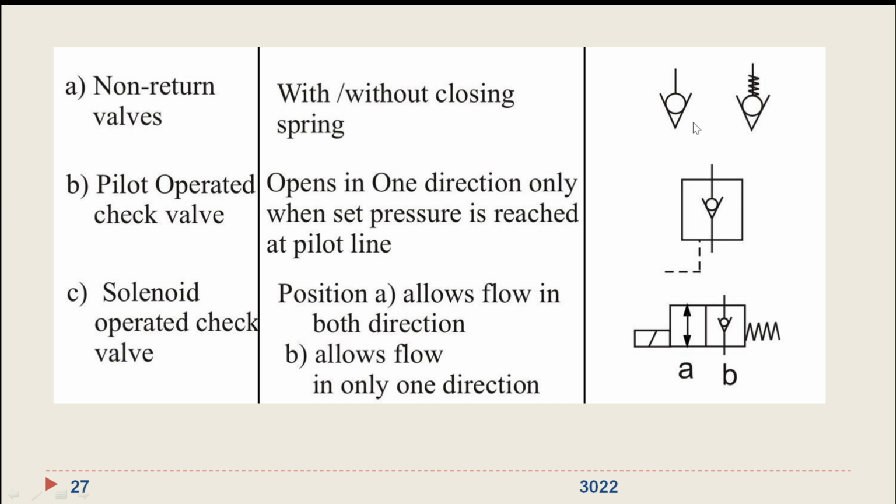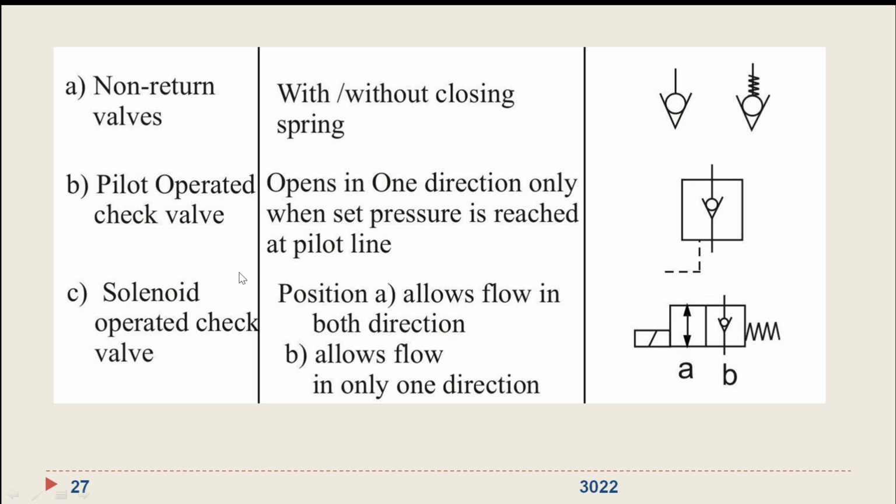So a non-return valve is usually represented like this: an arrow, a circle, and the fluid line. Okay, with or without closing spring. Then pilot operated check valve is represented like this. This opens in one direction only when set pressure is reached at pilot line. Okay, so this is also a single direction valve, but it is pilot operated. That means it opens in that specified direction when the set pressure is reached in this pilot line.